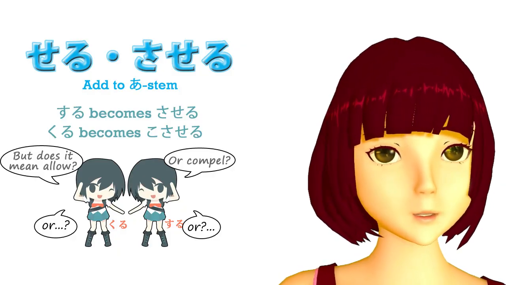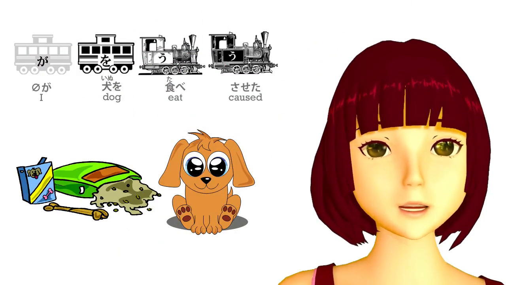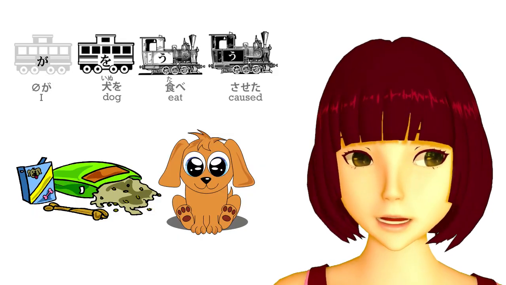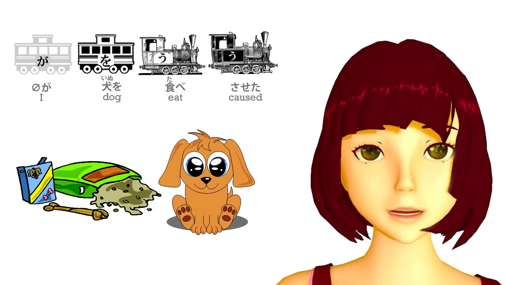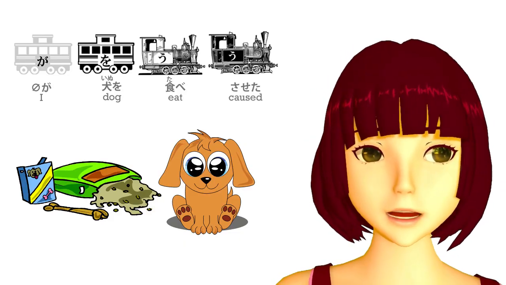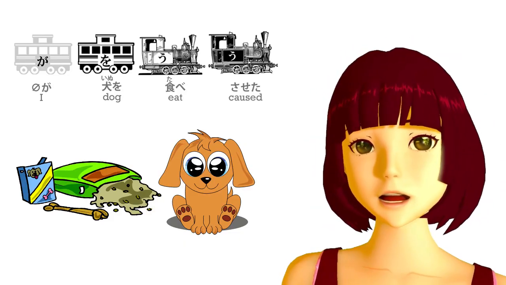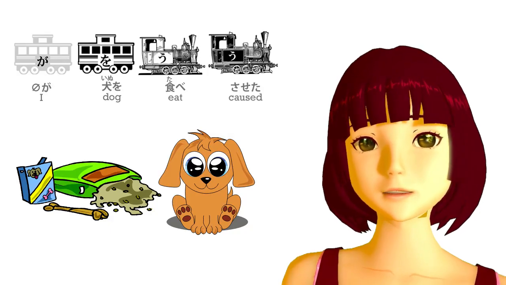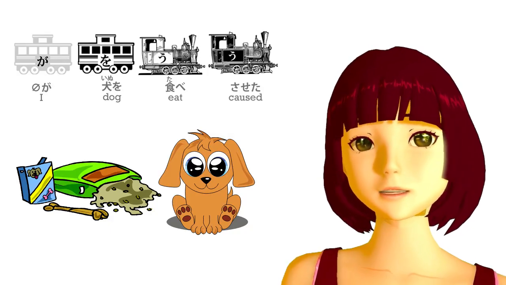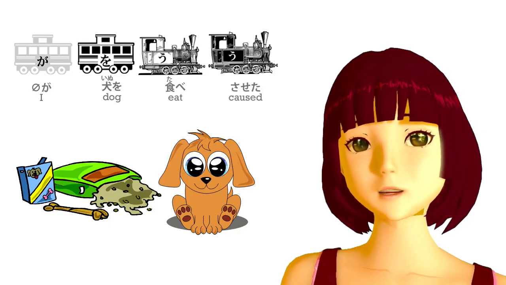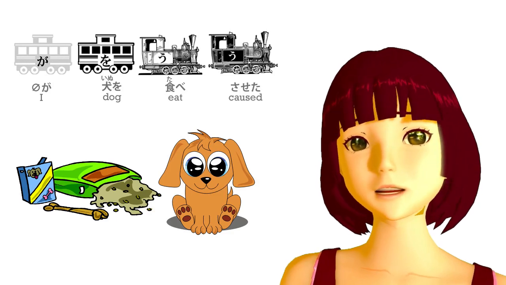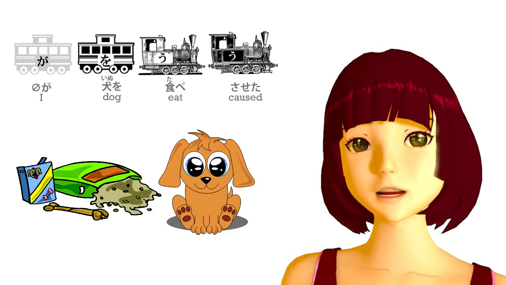An example? Well, you've already had one. Inu ni tabesaseta. It doesn't mean I forced the dog to eat, does it? But it also doesn't mean I allowed the dog to eat. It doesn't mean that I gave the dog permission to eat, or I took it off its chain so I could reach the food. That's not what it means. It means that I set up the conditions under which it was able to eat. I gave it food. I caused it to eat.